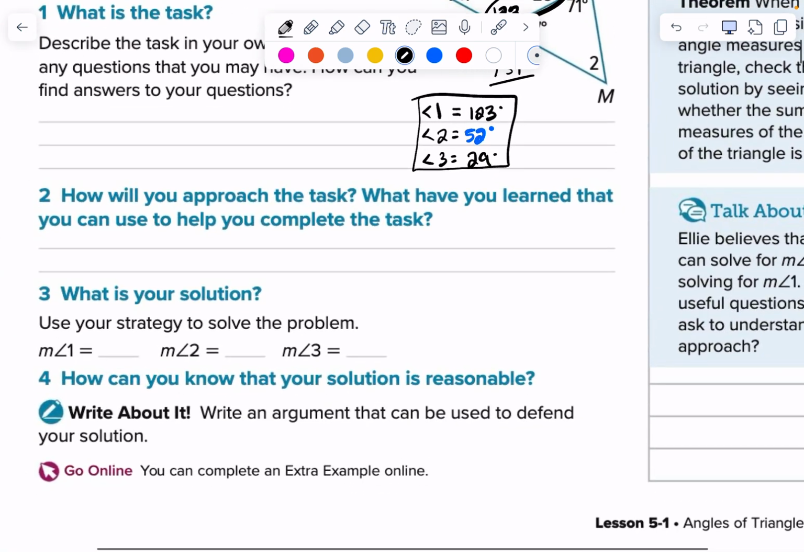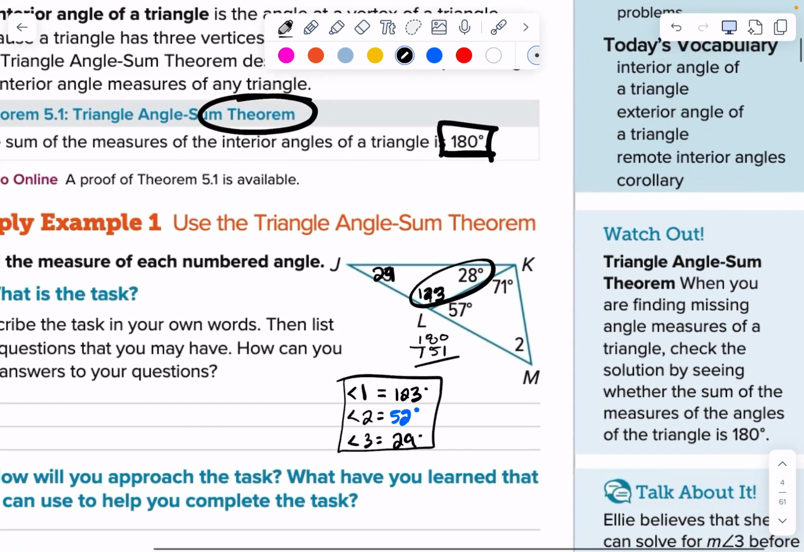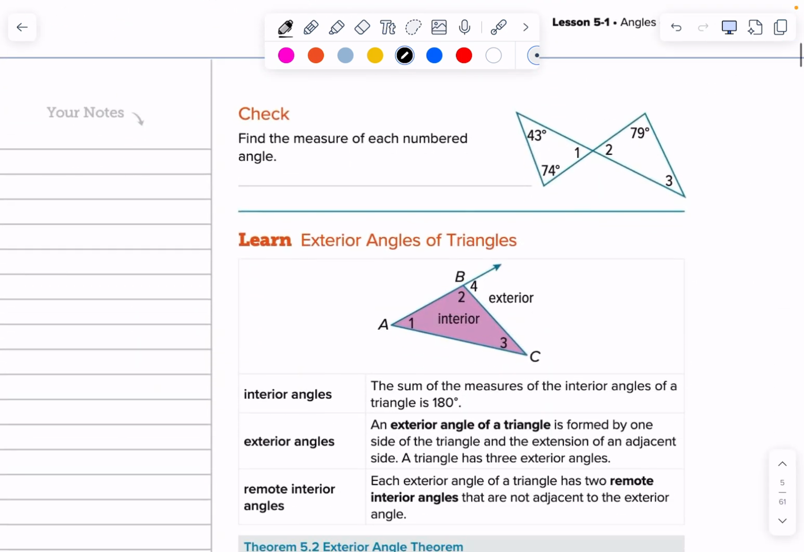Got it? Will we always be given 2 triangles? Sometimes you're only given 1 triangle. I don't know. Yeah. It just depends. I don't know. We'll see.